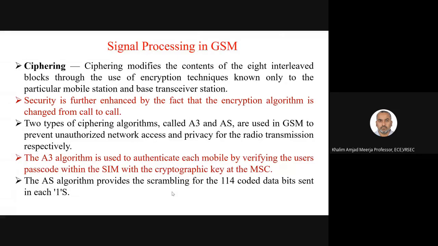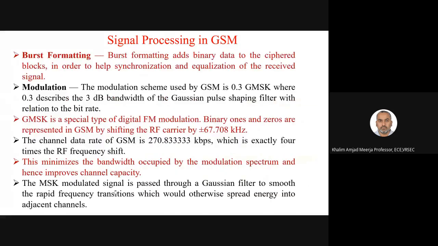The A3 algorithm is used to authenticate each mobile by verifying the user's passcode within the SIM and the cryptographic key at the MSC. The A5 algorithm provides the scrambling for the 114 coded data bits sent in each time slot. Now, burst formatting adds binary data to the ciphered blocks in order to help synchronization and equalization of the received signal.